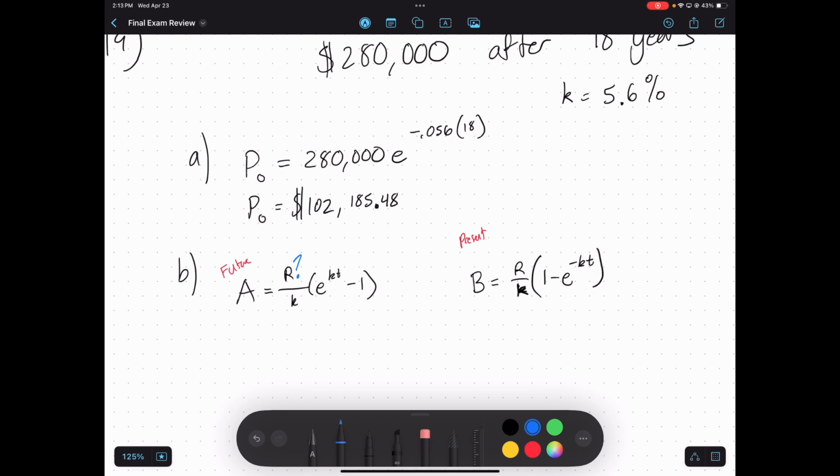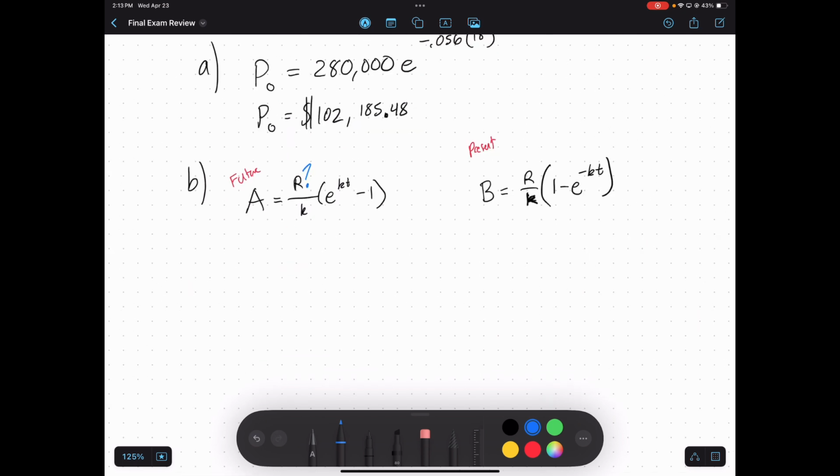And so what do I plug in for A? 280,000, because it represents my future value, what I want in the future. Okay, so that's one way I could set this up. I could set it up as 280,000 is equal to R over 0.056, e to the 0.056 times 18 minus 1, right? My rate is that 5.6%, and then time is 18 years. Okay. So I can set it up that way.